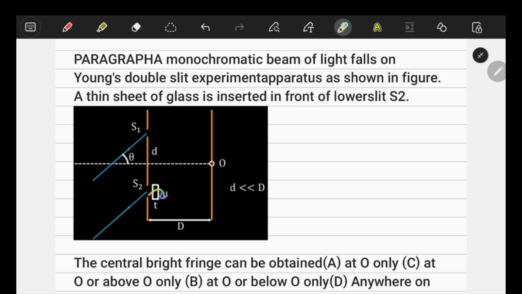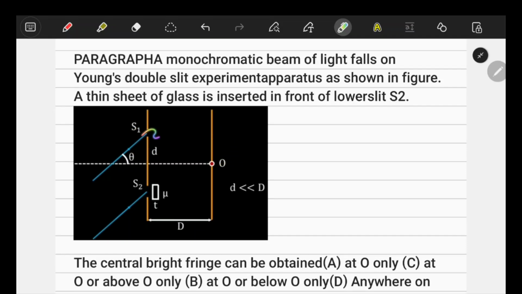Another thing is that we kept a thin sheet in front of slit 2, so another path difference will be caused by it. As we all know, in case of oblique incidence, S1 is getting a wave which is traveling a greater distance as compared to the wave arriving on S2. So the CBF, central bright fringe, should shift in the upward direction. Only then we can say both waves travel the same distance, the path difference will be 0. Only when it shifts upwards.